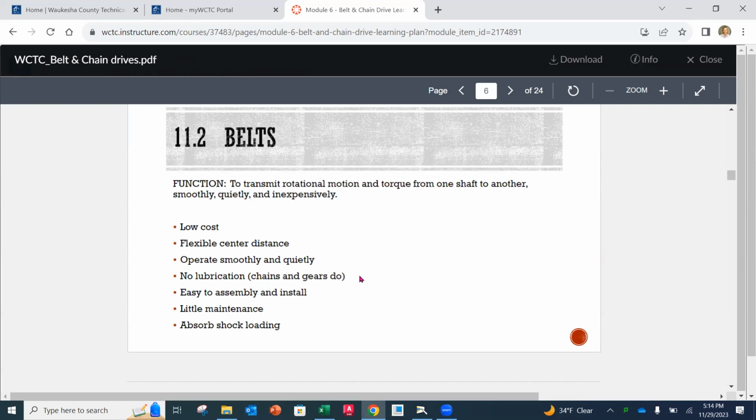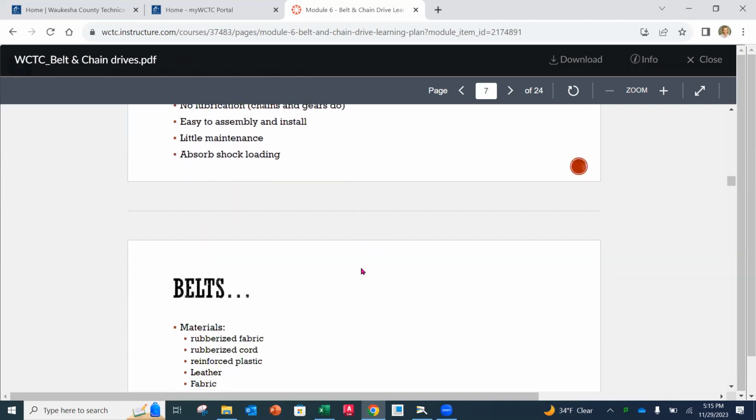So they also don't require any lubrication. Chain drives do, okay? And so do gears, as we know. They are easy to assemble and to install. They don't require much maintenance. Usually when you start seeing it cracking, or if it starts to slip because it's lengthened a little bit over time, it's time to just change it out, and you're ready to go again. And then they're also good at absorbing shock loading because they have that give because of the fabric and rubbery material that they're made out of.